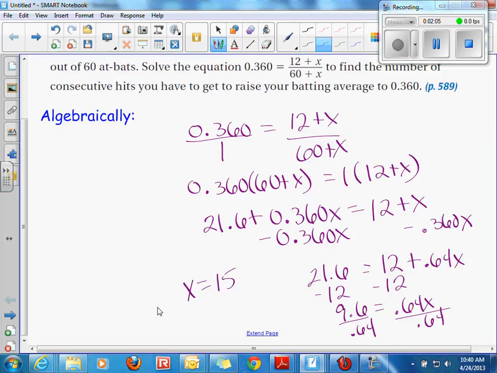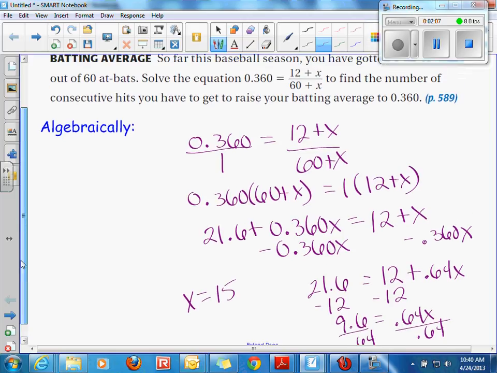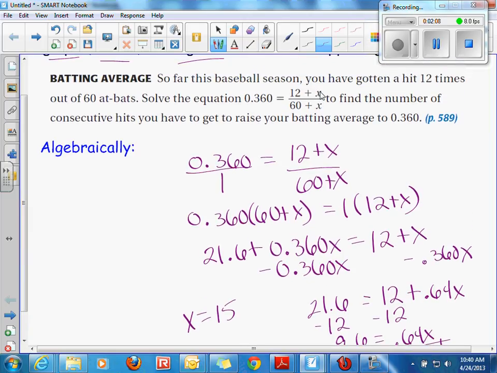So what that tells me is that in this equation, x is 15, meaning that he needs to get 15 more hits in a row at his next 15 at-bats to have a batting average of .360. So consecutive hits, 15 consecutive hits would be the answer to that question.